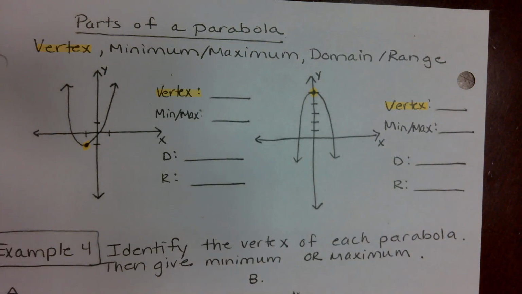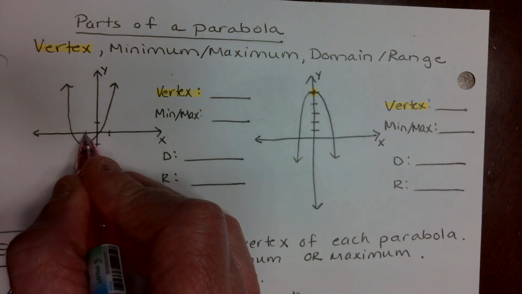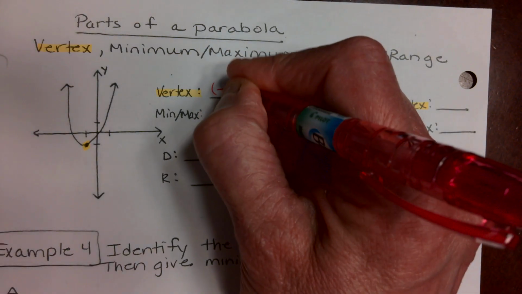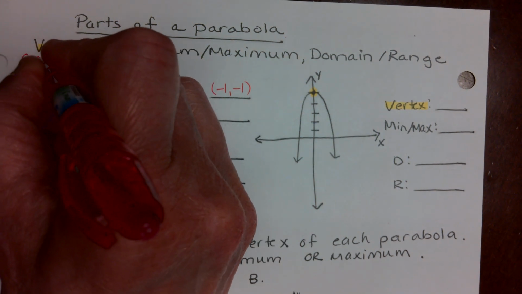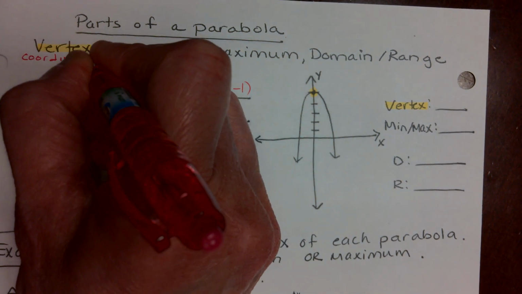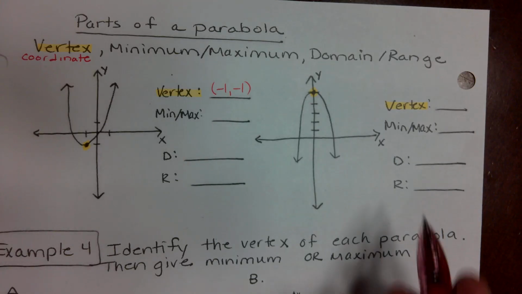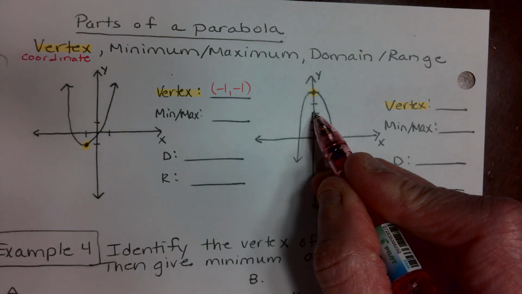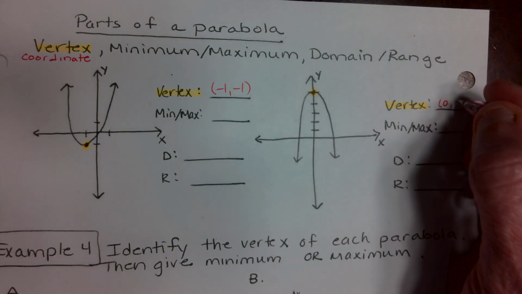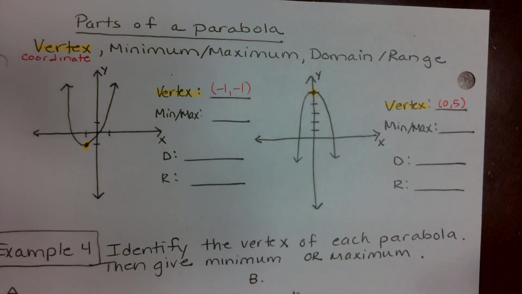Okay, so when we talk about the vertex, we're talking about the point at the very tippy top or the very bottom. So in this case, it's a -1, -1. It's a coordinate. The vertex is a coordinate. Okay, so what's the vertex here? Zero, 5.